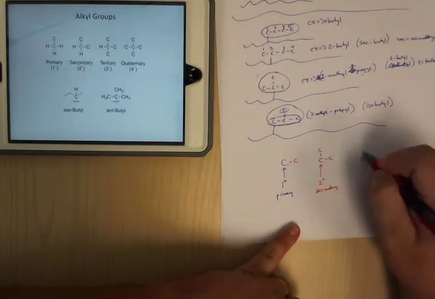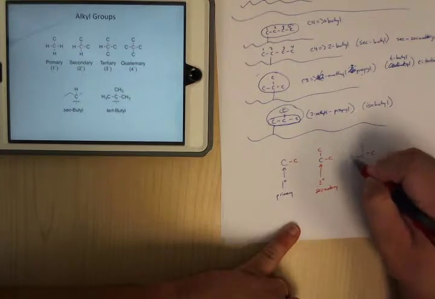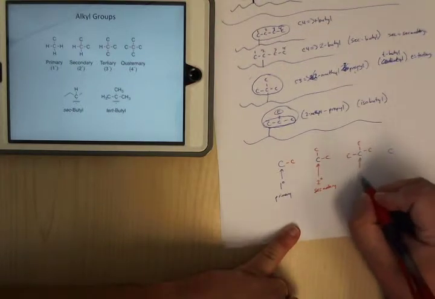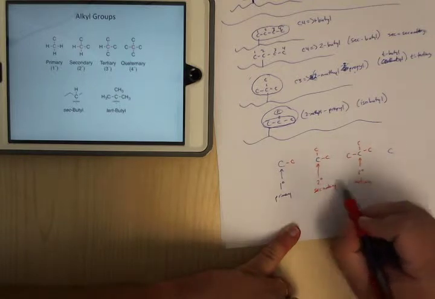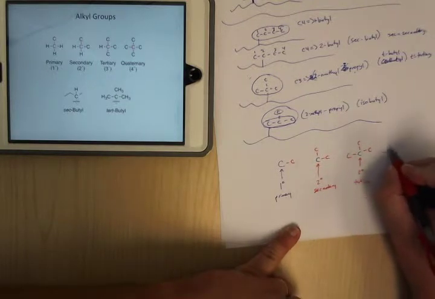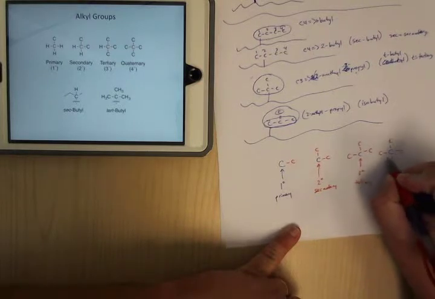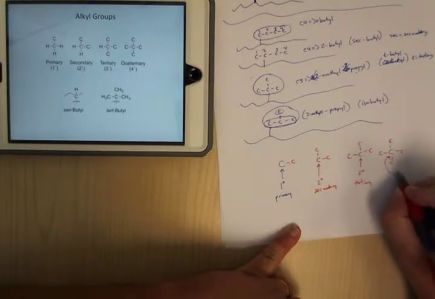If this has 3 carbons hanging off of it, as the trend goes, it's tertiary. Sometimes we write a 3 dot, or 3 degrees. If we have 4, that's considered quaternary.